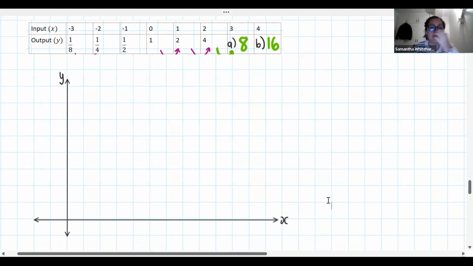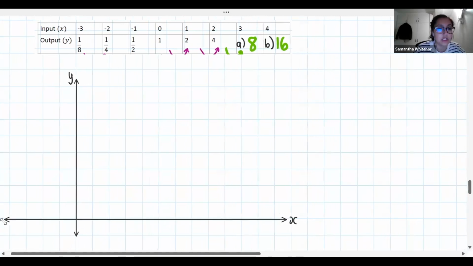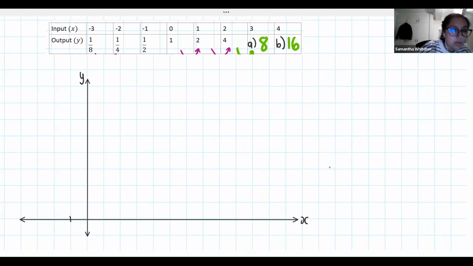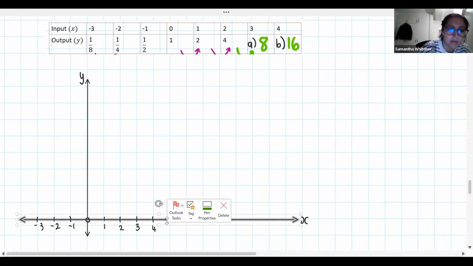All right, so what we see is we've got inputs that are negative, and obviously I've made choices where I can't get all of those negatives on. So let's just stretch that out a bit. We've got -1, -2, -3. We have our origin point. We've got 1, 2, etc. And we also have our values up and down our y-axis.